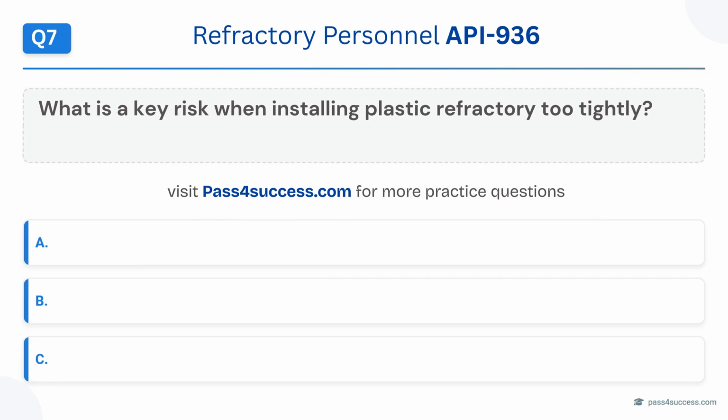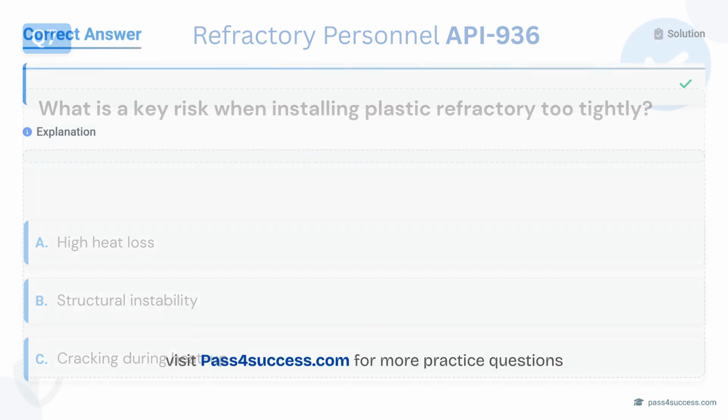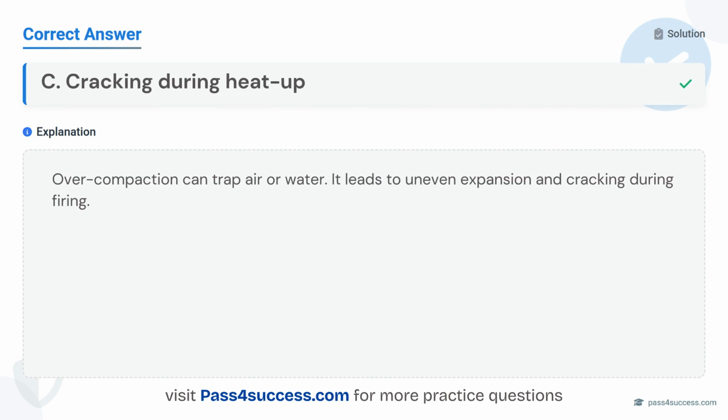Let's see how sharp you are. What is a key risk when installing plastic refractory too tightly? A. High heat loss. B. Structural instability. C. Cracking during heat-up. Compaction can trap air or water. It leads to uneven expansion and cracking during firing.